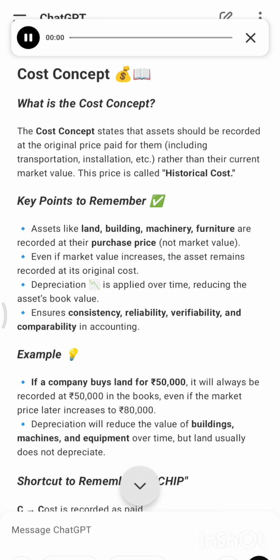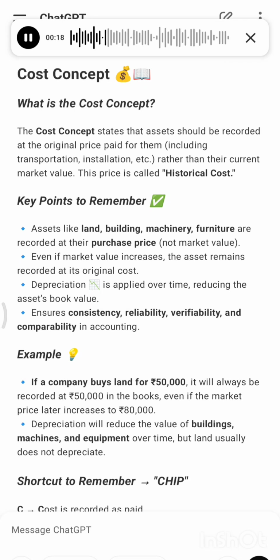Cost concept. What is the cost concept? The cost concept states that assets should be recorded at the original price paid for them, including transportation, installation, etc., rather than their current market value. This price is called historical cost.